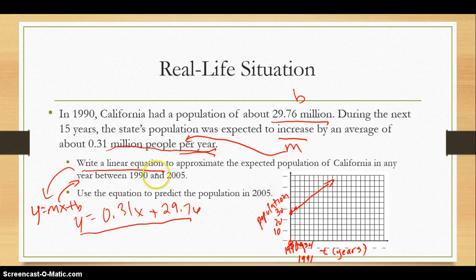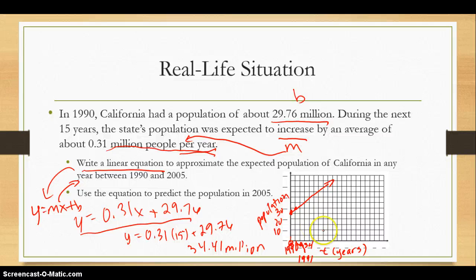So if we think about from the year 1990 to 2005, that is 15 years. So what that's asking us to do is to predict using the equation that we created to figure that out. So we're going to plug that 15 in there. When you plug that in and solve it all out, you get about 34.41 million. So we know that California in 2005 had a population of about 34.4 million people.